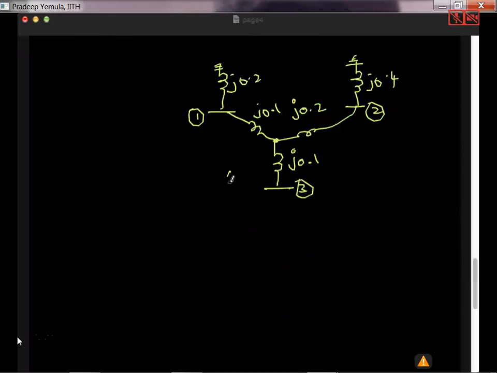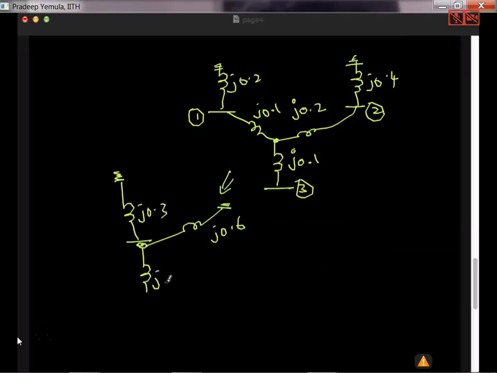After the conversion, this is J0.3 and this point is the star point, and then this is J0.6. This is ground, and then this is J0.1. Finally, this is bus 3. So 0.6 and 0.3 are in parallel. 0.6 into 0.3 divided by 0.9. So it will be 0.2.